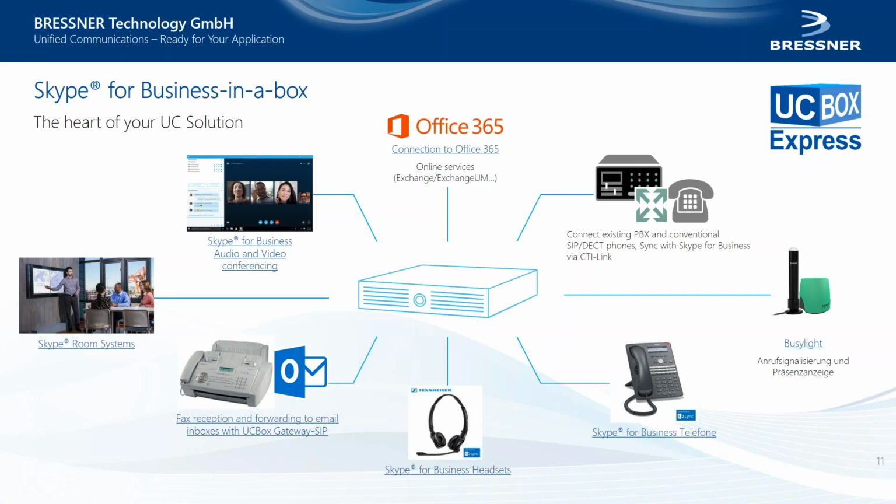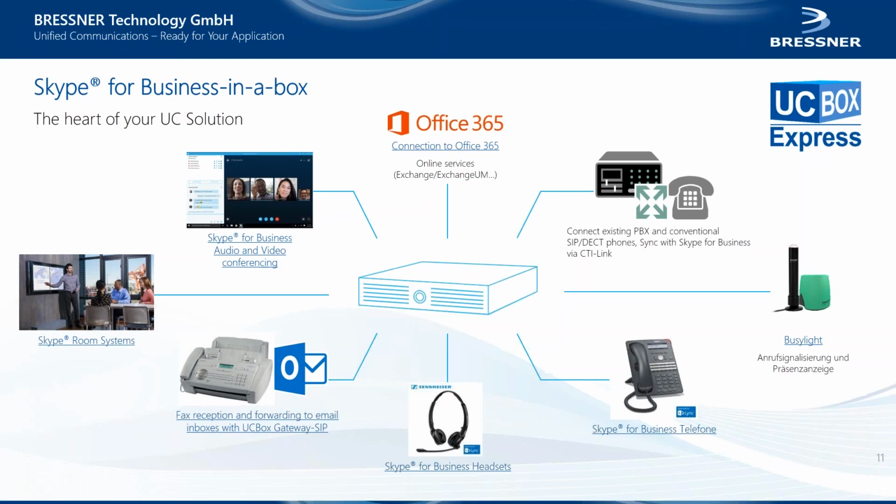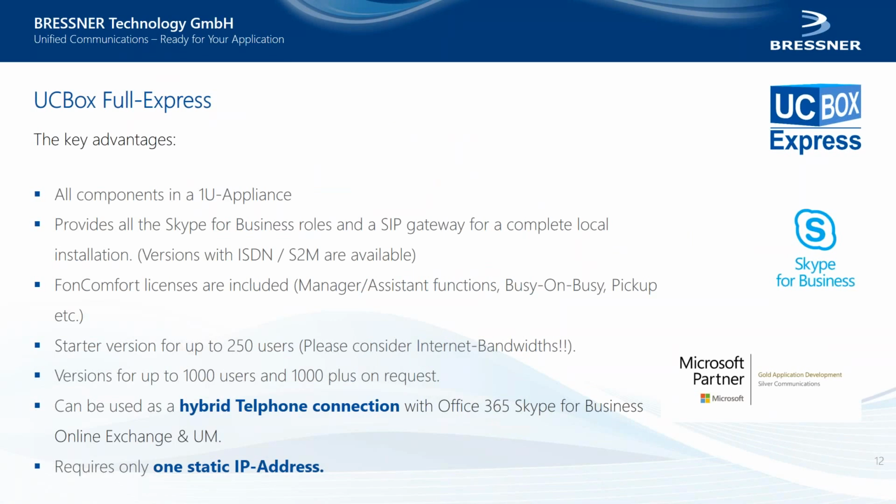The edge server will be installed, and the reverse proxy will be installed automatically. We do the schema preparation, and we do the internal DNS entries so that your clients will find the front-end server. We also make the DHCP options for your Skype for Business phones to connect to the front-end server. So this is a complete solution for an on-premise installation. All components are in one new appliance.